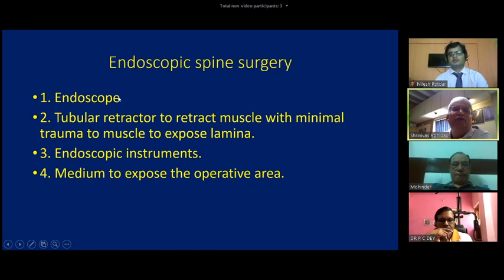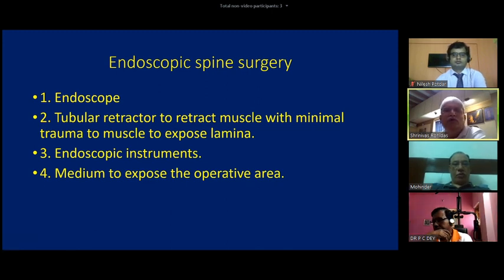Now the endoscope, from 0 degree to angled scope, is necessary according to the system you are using. If the instruments and the endoscope go parallel to each other, it is physics: you cannot use a 0 degree endoscope, you have to use an angled endoscope.